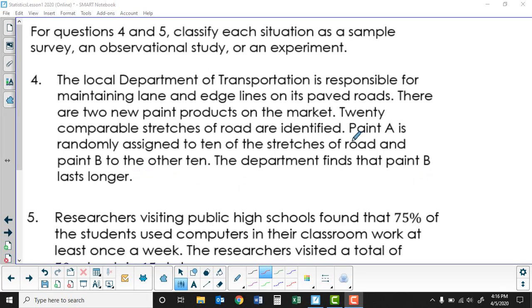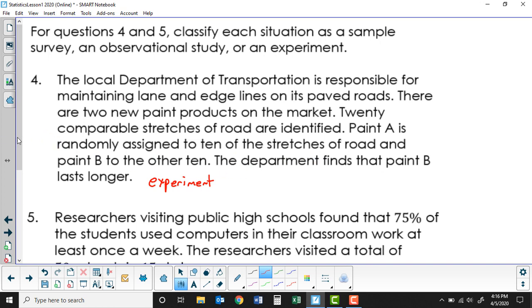Okay, so this happens to be an experiment, guys. The reason it's an experiment is that this data doesn't exist yet. They're taking the paint, they're putting it down. They are observing what's happened. A lot of students get experiment and observational study mixed up because they are observing what's happening. But again, this data did not exist at the beginning. That's what makes this an experiment.